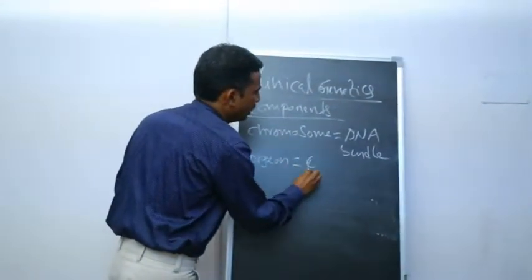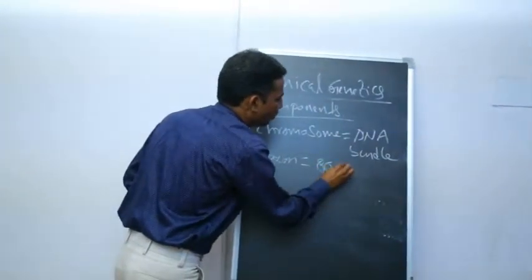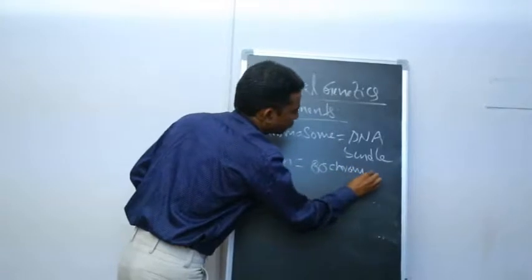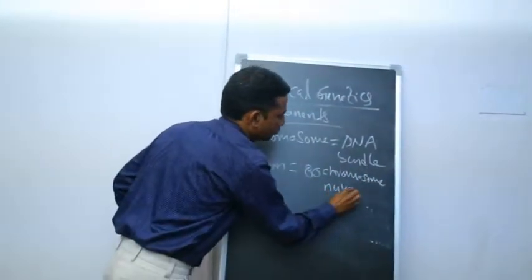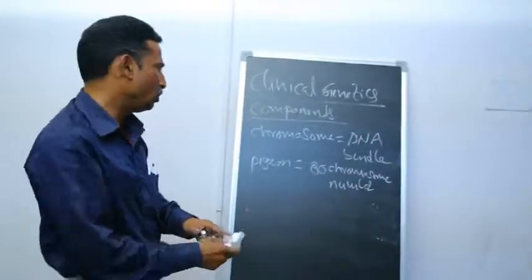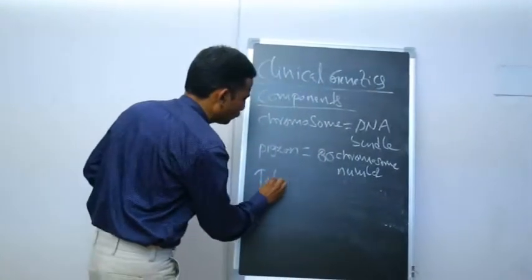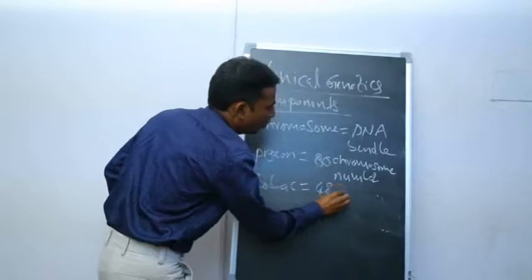The pigeon contains a chromosome number of 80. Whereas in the case of plants, you can take tobacco. Tobacco contains a chromosome number of 48.